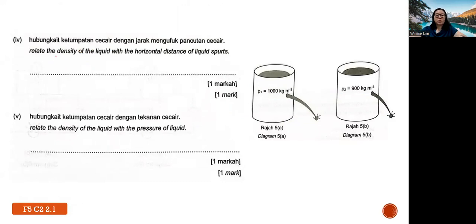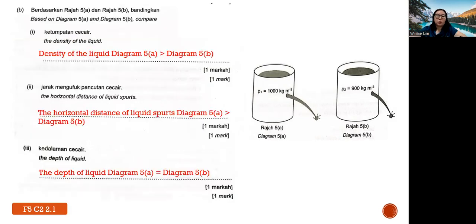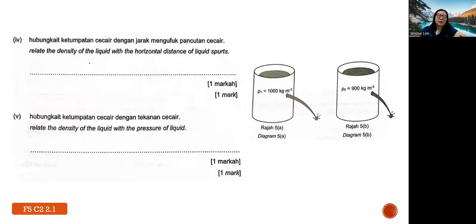So next they ask you to relate the density of liquid with the horizontal distance of liquid spurt. Okay, so you can refer back. So everything in 5A is greater. So that means you can say the density of liquid is greater, and then the horizontal distance is also greater or higher. Or you can use the term directly proportional. So for relationship questions, you can use this.